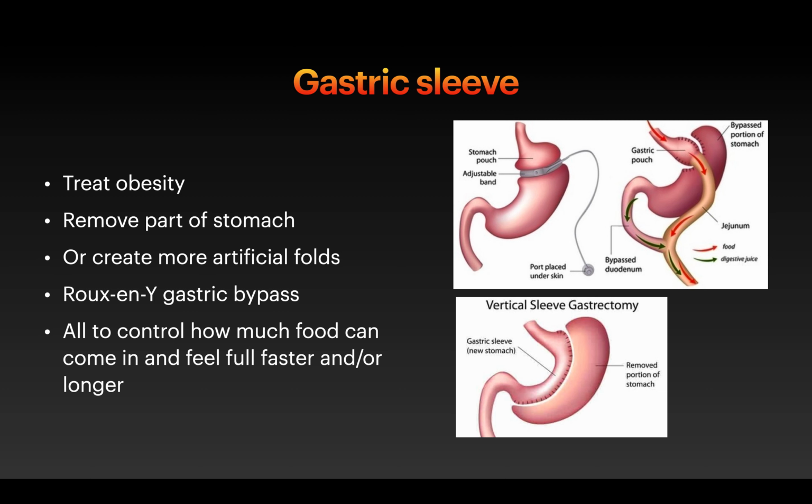Okay, so gastric sleeve or gastrectomy are popular procedures here in the West, and it's to treat obesity. Mostly, this could be used to treat stomach cancer, but it's rare. Obesity is far more common. In a gastrectomy, you remove part of the stomach, and you put in a band in order to prevent so much food from coming in. There's another version called a Roux-en-Y gastric bypass, and all of this basically controls how much food can come in and makes you feel full faster and longer.